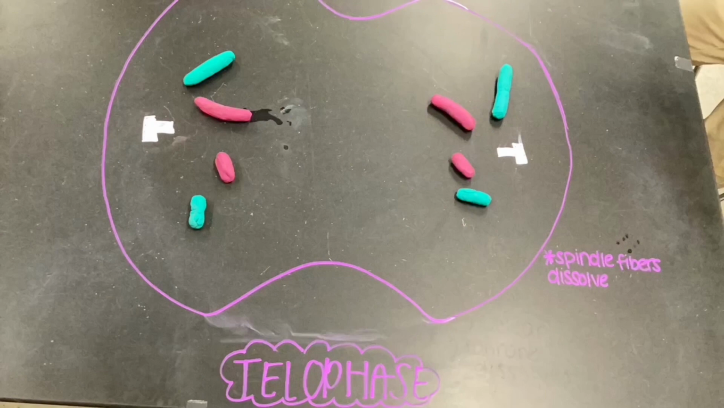make their way to each pole of the cell. The large cell begins to pinch in the middle, creating a cleavage furrow as the cell begins to split. The nuclear membrane begins to reform and the spindle fibers dissolve.